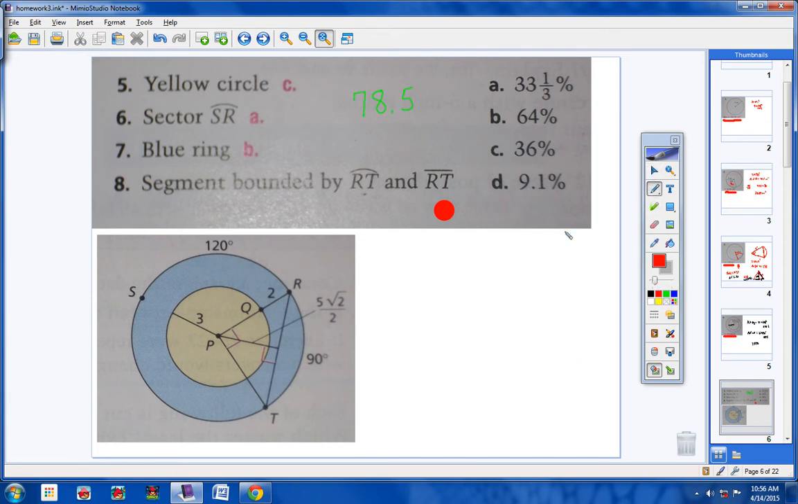Okay, now, the segment bounded by RT and RT. This little bit right here. Okay, find the area of that whole sector, everything. And then find the area of that triangle right here and subtract out that triangle. Okay, like that. And then once you subtract out the triangle, you're left with the area of that little sector right here. That's the only way I know to do it.